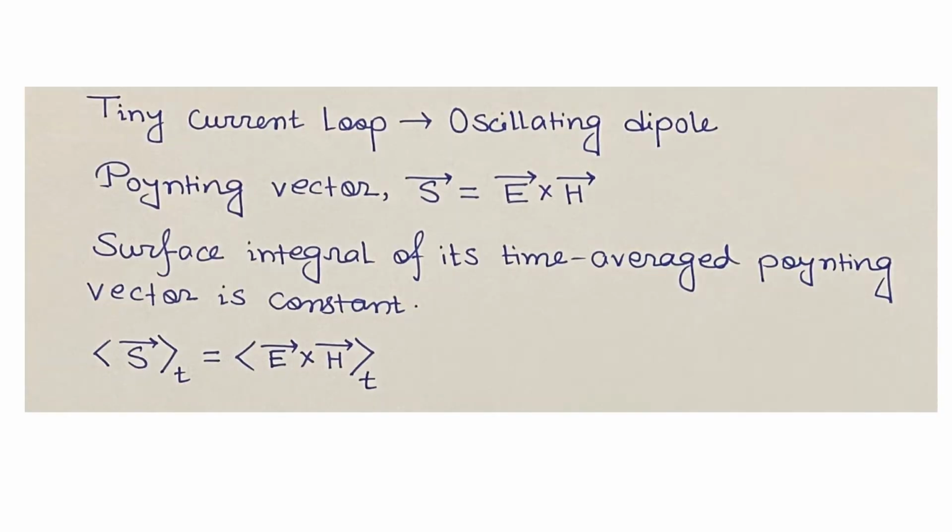We have to consider a tiny current loop. Now, a tiny current loop is basically analogous to an oscillating dipole. So we can consider a tiny current loop as an oscillating dipole whose Poynting vector is S vector equals E cross H, where E vector is the electric field and H vector is the magnetic field intensity. It is also given the surface integral of its time averaged Poynting vector is constant. So the time average of S vector will be this, which is basically time average of E cross H.